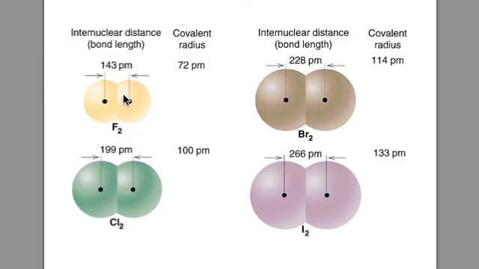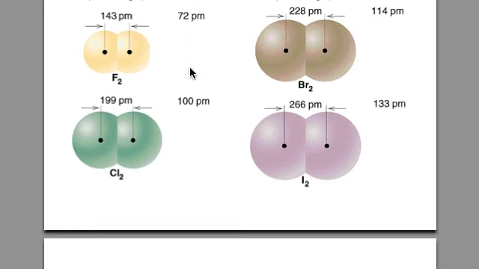This is really how we measure the sizes of atoms. We put them in bonds with others. Here's F2, Cl2, Br2, I2. The I2 is larger than Br2. So half of the distance in the bond is the size of the atom, is what we say. Half of 200-ish is 100-ish.